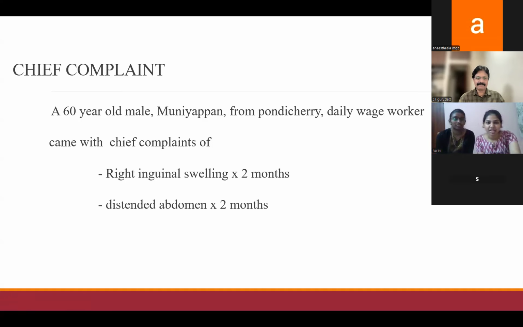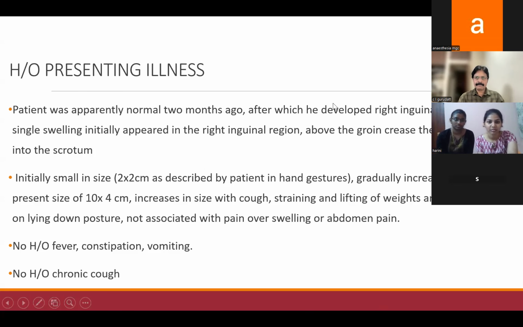Chief complaints. Yes, sir. Can you start, sir? Read. Yes, sir. 60 years old male, Mr. Muniappan from Pondicherry, who is a daily wage worker by occupation, came with the chief complaints of right inguinal swelling for the past 2 months, abdomen distension for the past 2 months.